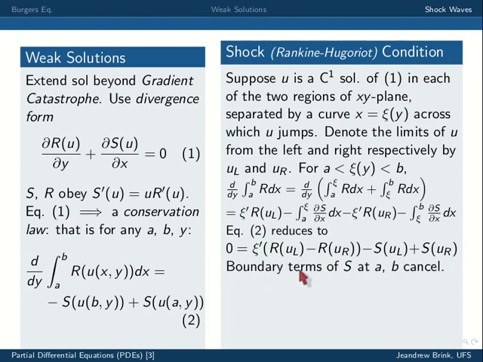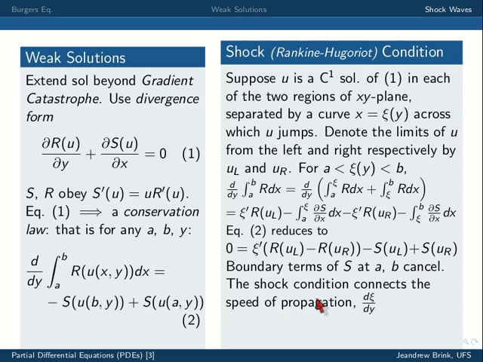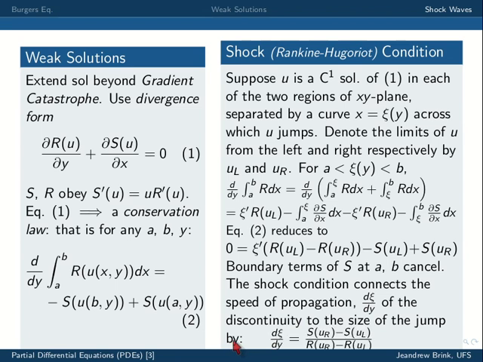Okay, so the boundary terms of S at A and B cancel. The shock condition, which connects the speed of propagation of the shock, which is simply dx/dt, is simply the speed at which the discontinuity moves, and it's related to the size of the jump across the shock by the following expression.